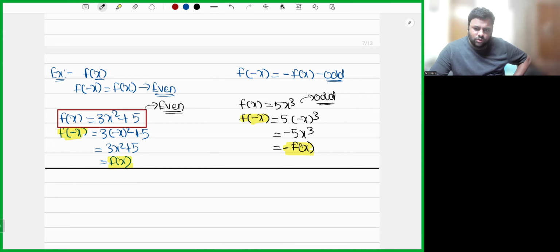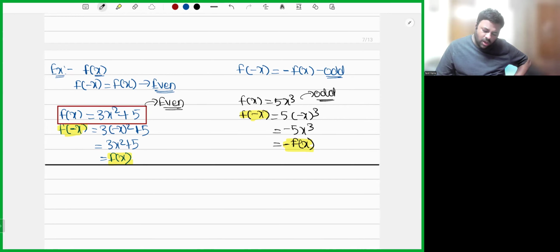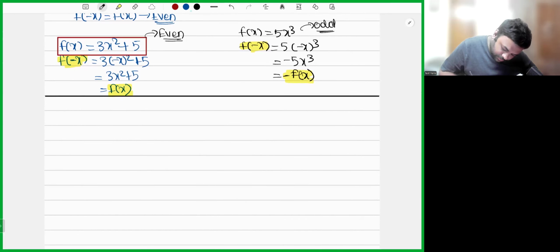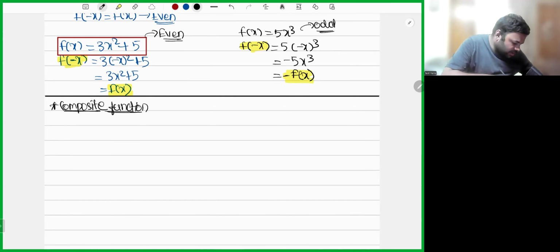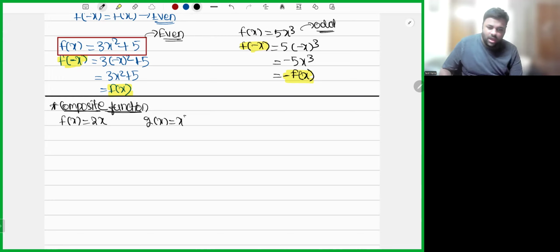Now, let's understand the next two functions, composite function. Now, what is this composite function? Composite function means if you merge the functions together, you call it a composite function. Okay. I'm having f of x equal to 2x. I'm having g of x equal to x square. Now I'll merge them together. He is asking what is f of g of x, or fog x.